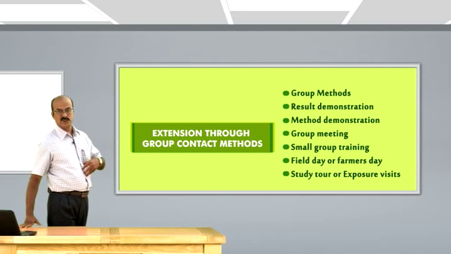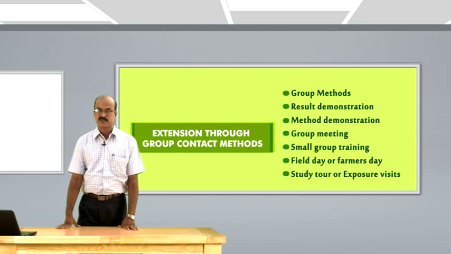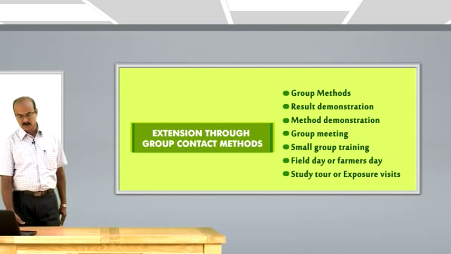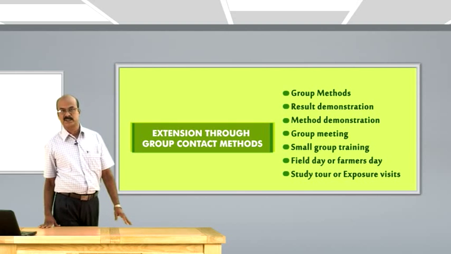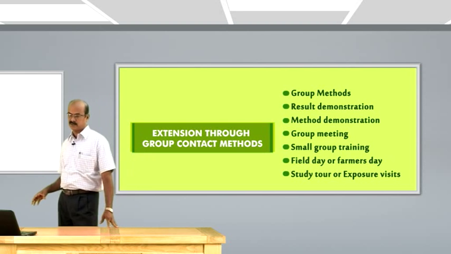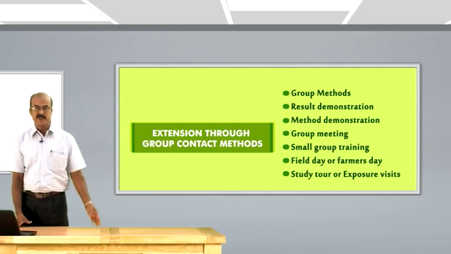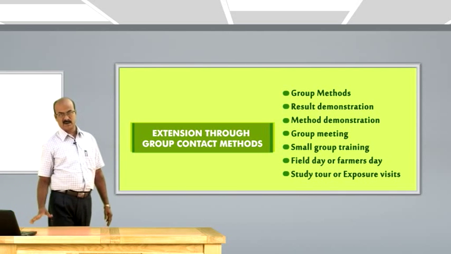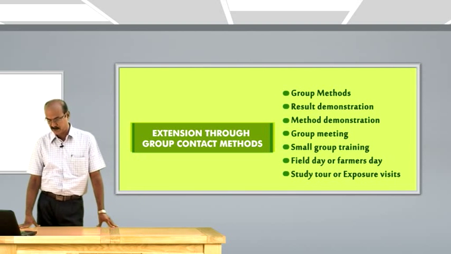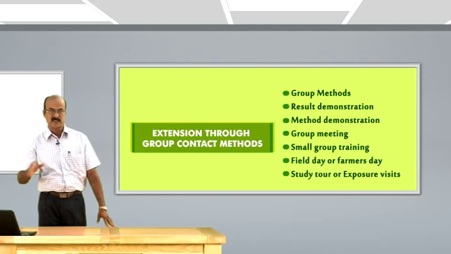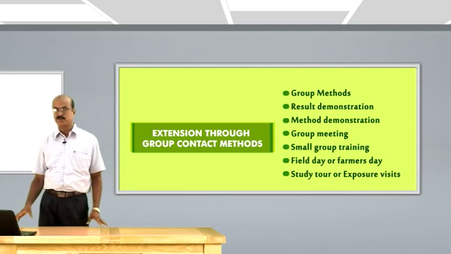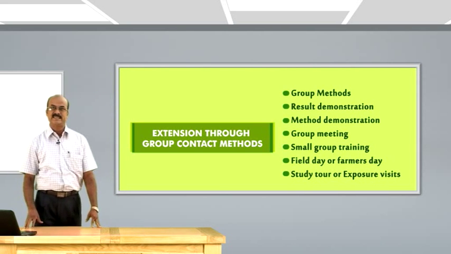Result demonstration is showing the result, efficiency or effectiveness of a method, a technology or a variety in the field situation. Method demonstration is a short-time demonstration, mainly for imparting a skill for how to do a practice or how to perform an activity; that is shown through method demonstration. Group meeting is again a different form of group technique, and it depends on the availability of the number of individuals. Then small group training, as I mentioned earlier, is up to 15 members participating in a training, and it depends on skill teaching.